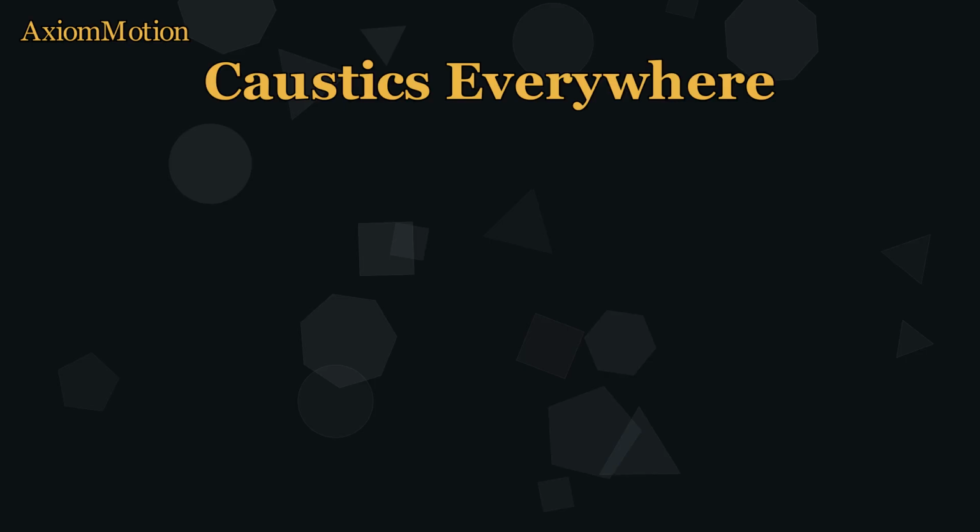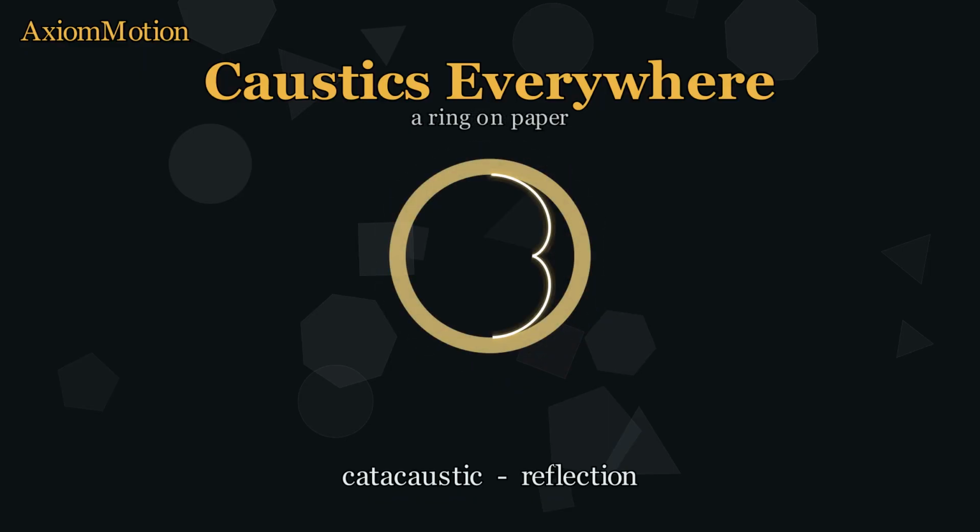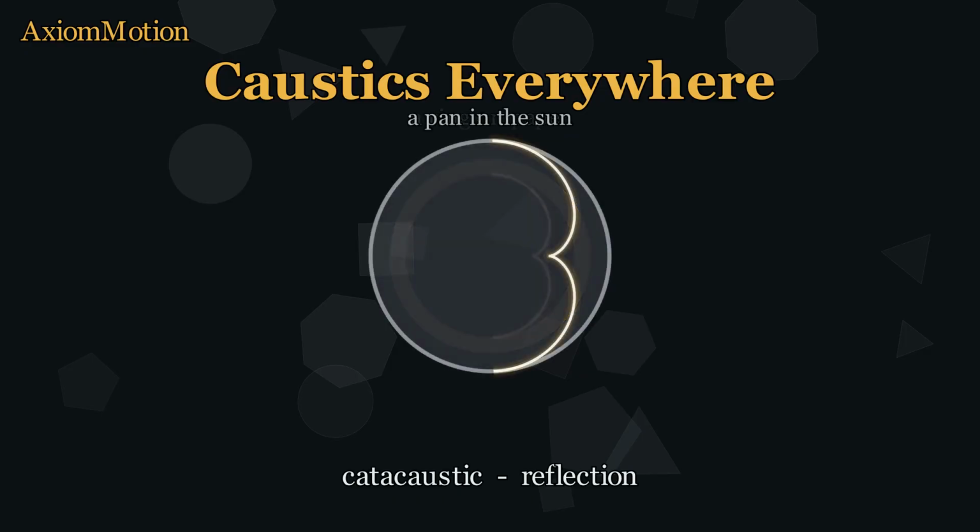The coffee cup was only the beginning. Every shiny circular bowl does this, and reflection caustics like these even have a name: catacaustics. A wedding ring resting on a sheet of paper throws a tiny, sharp cusp of light. So does the bottom of a metal pan sitting in the morning sun. Light does not only bounce. When it bends, refracting as it crosses a surface, it makes the other kind, diacaustics.